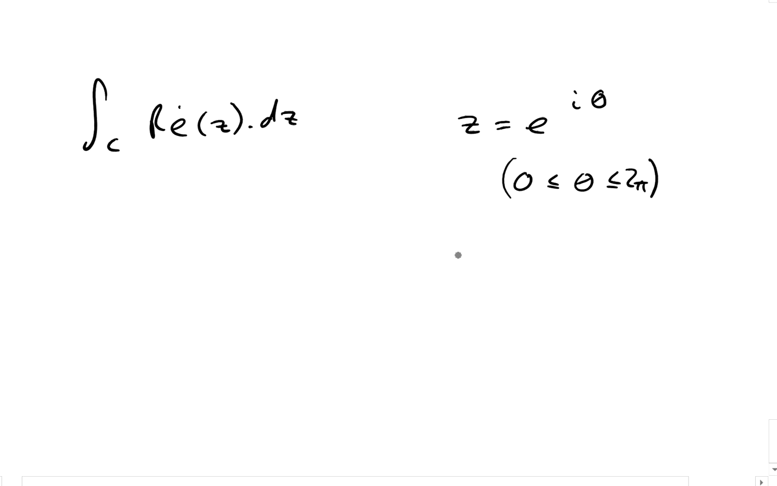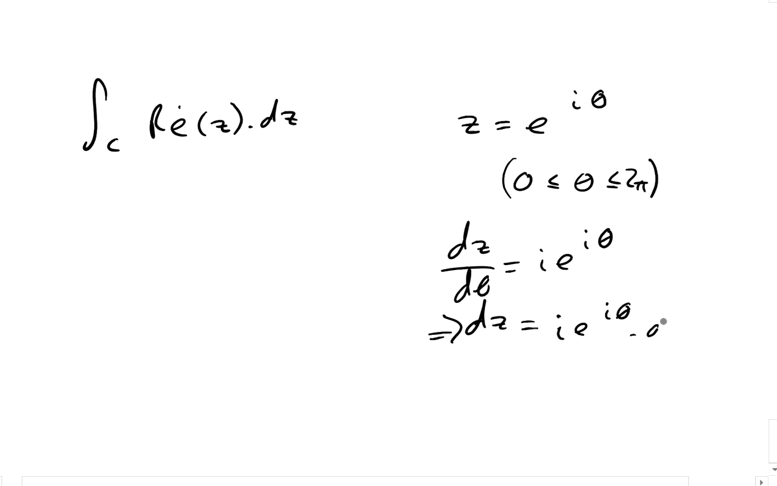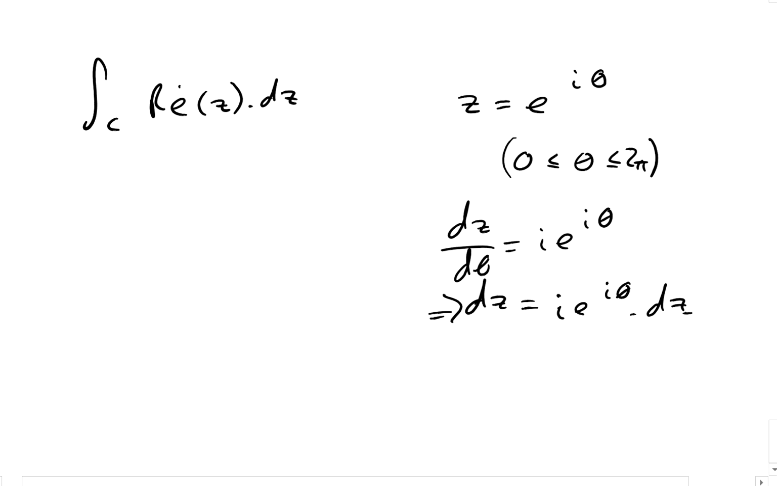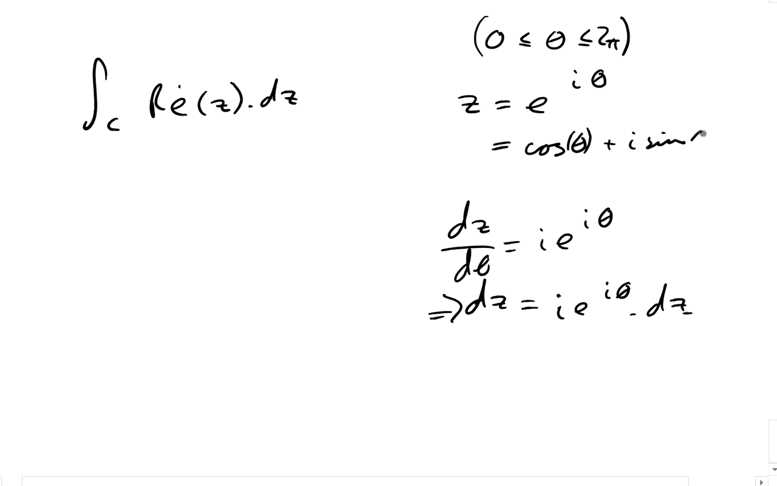Okay, so again, dz by d theta equals i e to the i theta, which implies that dz is equal to i e to the i theta d theta. Okay, so what's the real part of z? Well, I'm now going to rewrite the thing which I parameterized in trigonometric notation. Okay, so it's just going to be cos theta plus i sine theta.